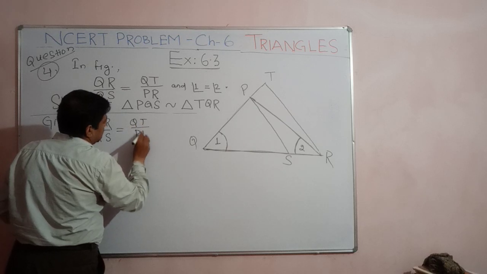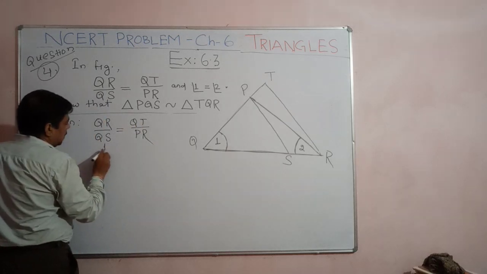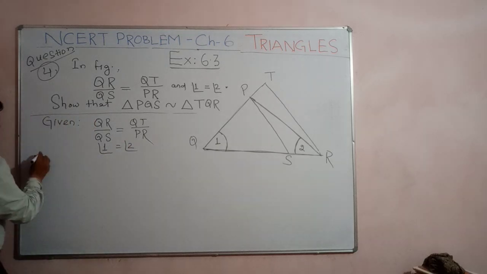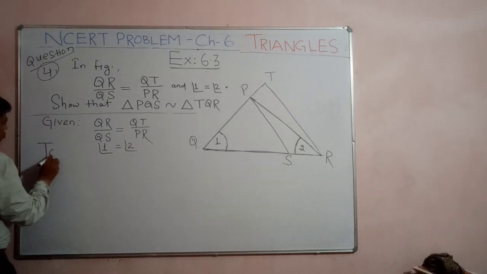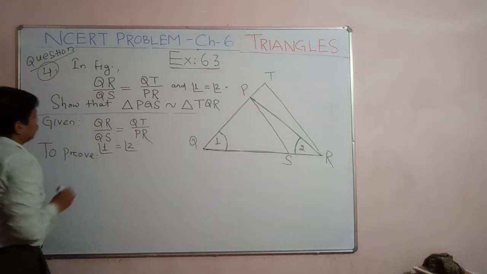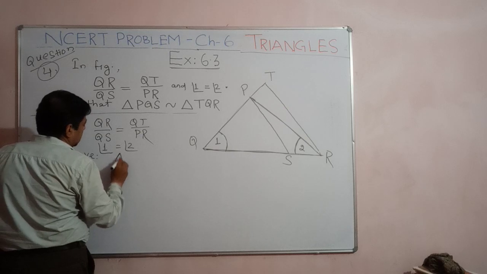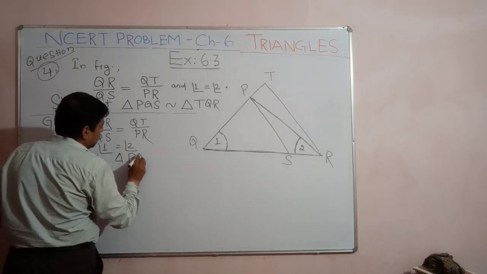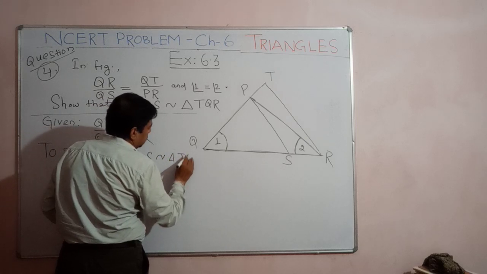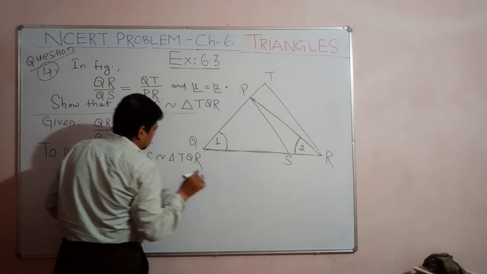In this class, I have exercise 6.3, question number 4 of chapter 6, Similarity of Triangles, of Standard 10 Mathematics. It is an SAT problem. Here I'm going to discuss and explain question number 4. Let's see the question. In the given figure, are you able to clearly see the diagram?